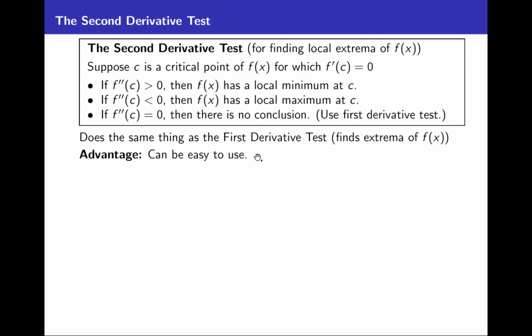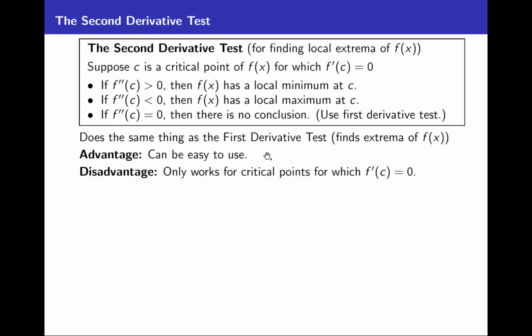That said, there are some advantages to the second derivative test, and first of all, it can be very easy to use. If you think about the first derivative test, you had to do this chart and look at the sign of f prime and see where it changed signs, and that was sort of labor intensive. The second derivative test says, you want to know whether you have a local max or a local min at this critical number? Just pop it into the second derivative and look at whether you get a positive or a negative, and there's your conclusion. And that's simple.